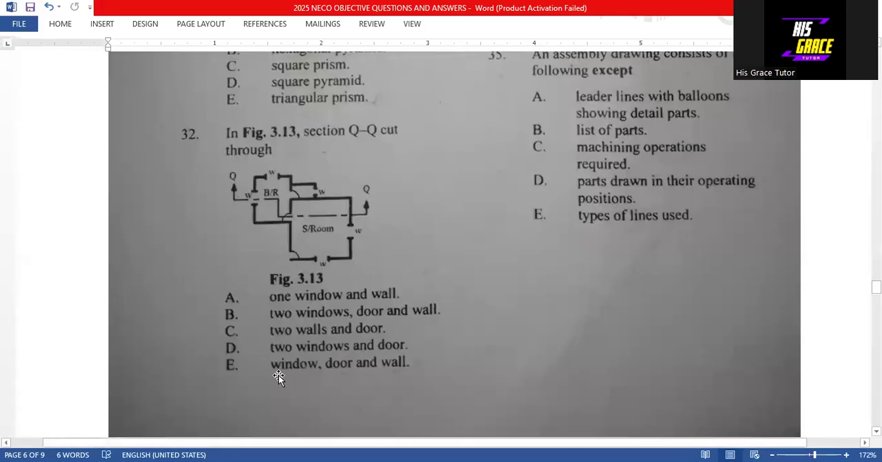QQ cuts through. As we can see here, we have a window, a door, and a wall. So we have one window, one door, and a wall. So option E is the answer to question 32.